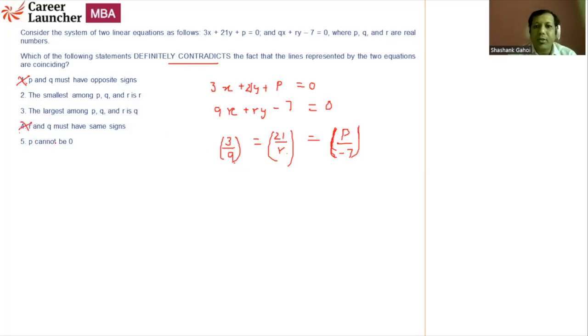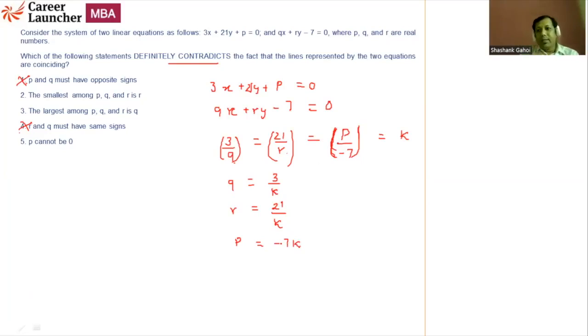Okay. P cannot be 0. I'll see to it later on. The smallest among P, Q, R is R. Okay. So let's take this value as K. So Q comes out to be 3 upon K. R comes out to be 21 upon K. And P comes out to be minus 7K.